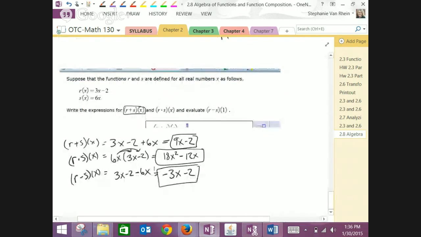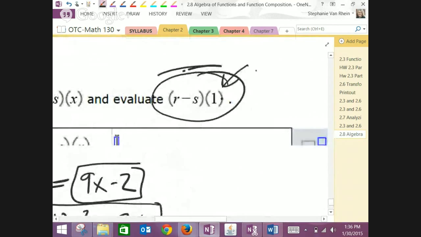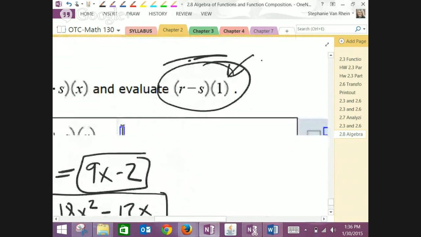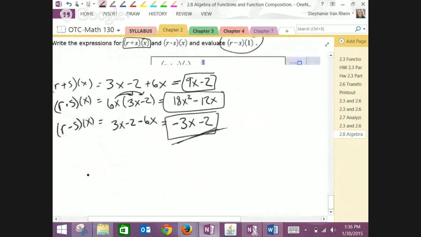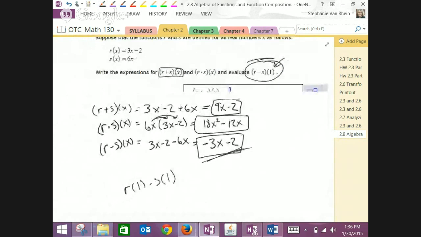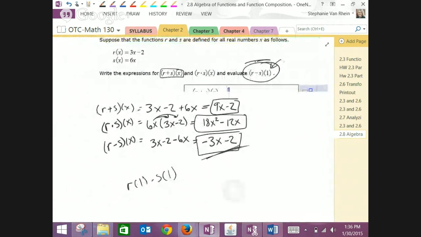Nothing surprising there. Here, the question is asking you to evaluate it at 1, so be a little careful. It's saying r minus s. What's r minus s at 1? You can plug in 1 here, or you can take r at 1 minus s at 1, and you'll get the same answer. So what is r at 1? Is it 1? And then s at 1? So this tells me minus 5.